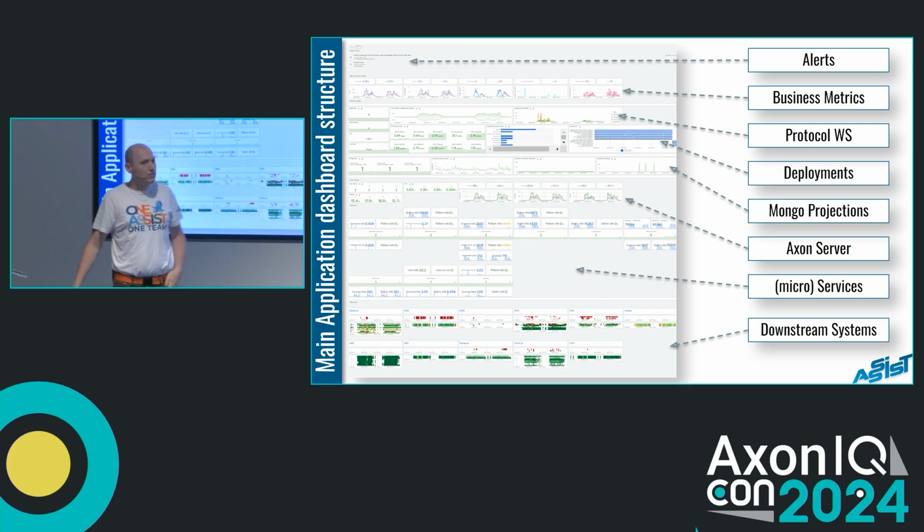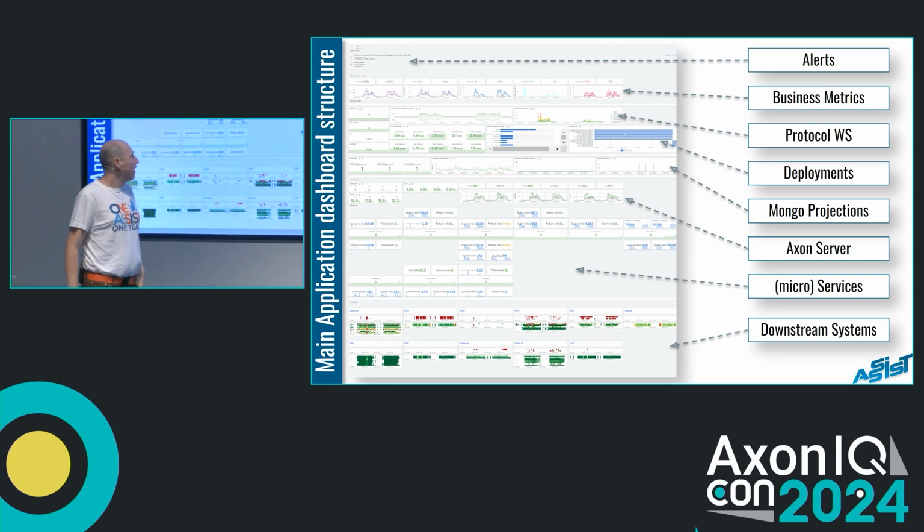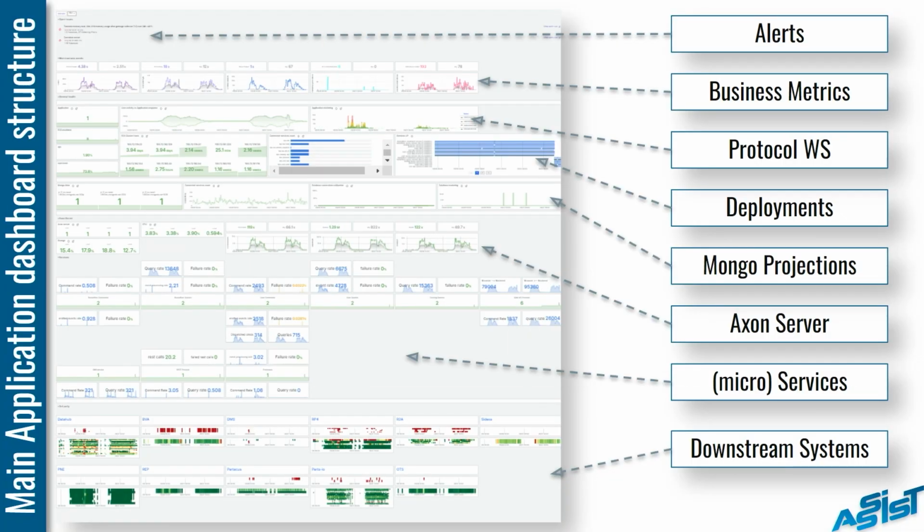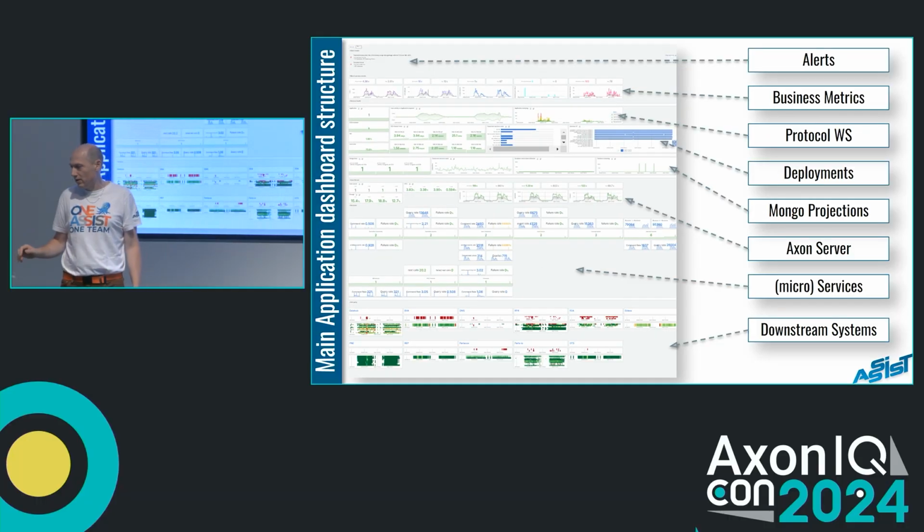And you see what we do for our client. Is it obvious? I don't think so, but okay, let's go through it. First, we have alerts: some value is over some other value. Then we have business metrics. I will show you how we build very nice business metrics thanks to events. Then we have the protocol. That means we have an application built on WebSockets, so something about WebSockets, not Axon related.